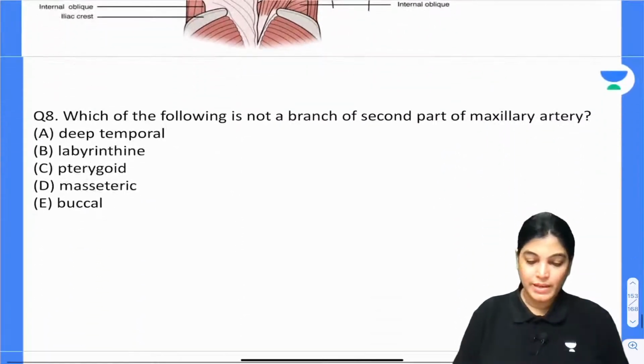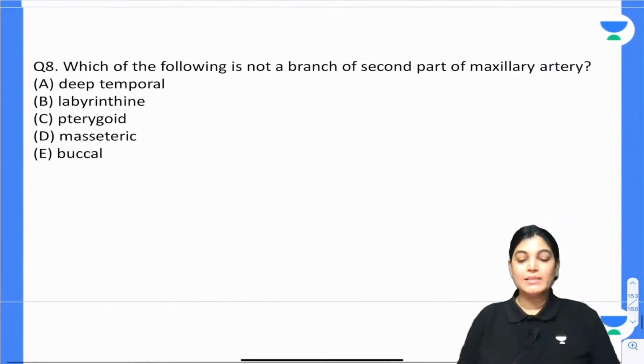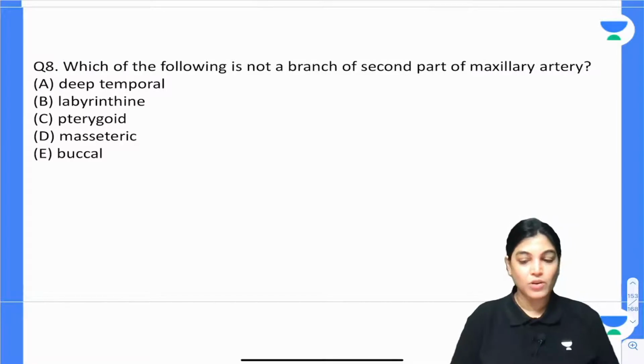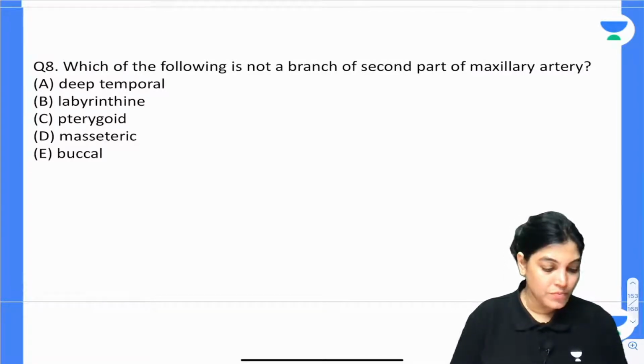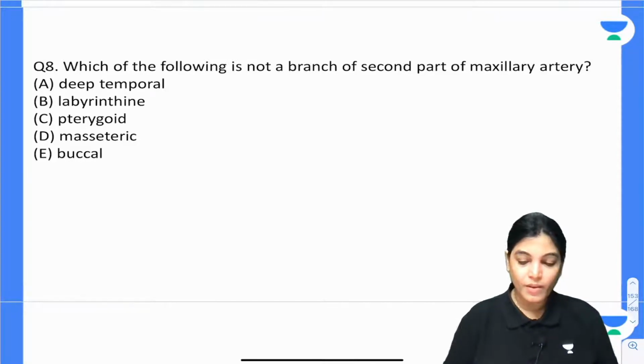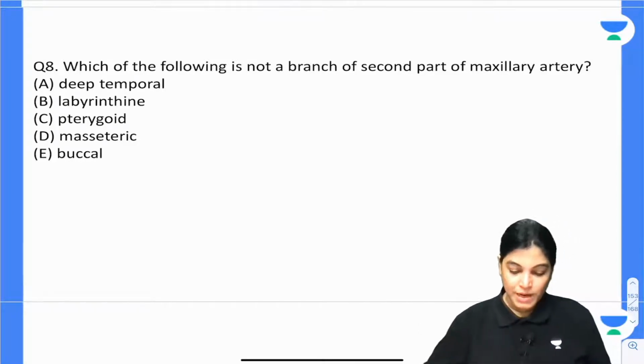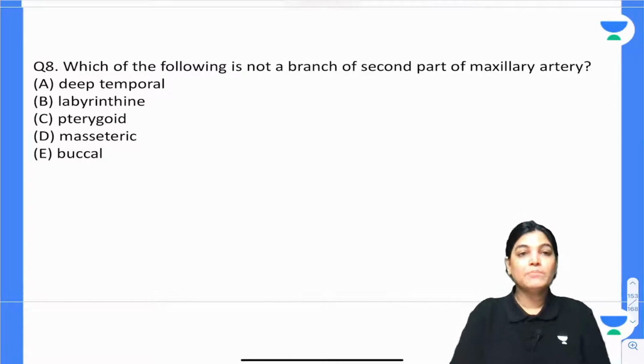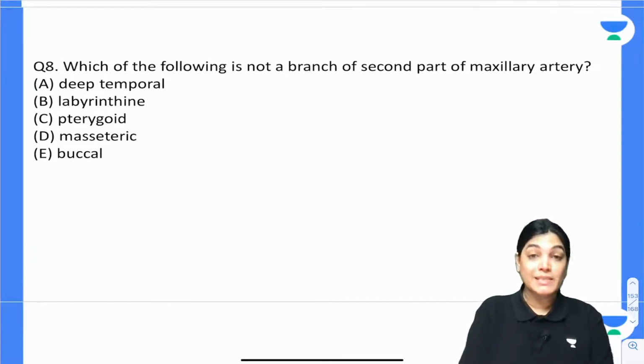Now, let us move on to the next question, number 8. Which of the following is not a branch of the second part of the maxillary artery? We have the following options: deep temporal, labyrinthine artery, pterygoid artery, masseteric artery, and buccal artery. Five options are there; mark the correct answer, which is not a branch of the second part of the maxillary artery.